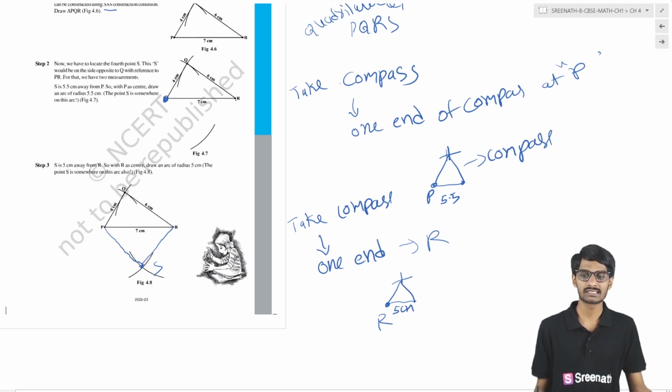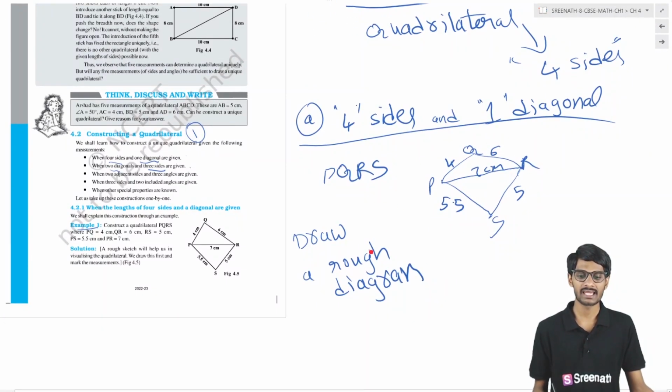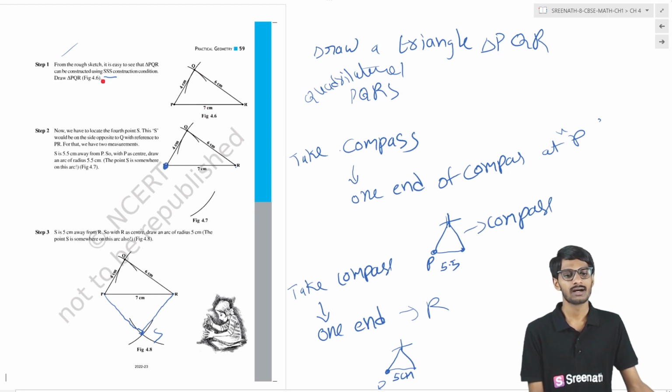So first I am revising what to do. First, draw a rough diagram. After that, you have to draw a triangle PQR. Basically three sides are known. So using previous knowledge, draw a triangle using the three sides construction. After that, the quadrilateral has 4 vertices, so the other vertex is opposite to the Q side. So this is on this side.